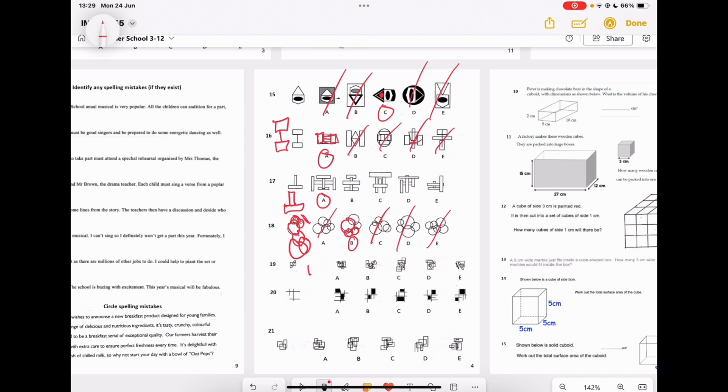Next, we have a white rectangle and a parallelogram that is overlapping it. So with 19, we can cross out A because the parallelogram is reflected. It could be B with the rectangle rotated.